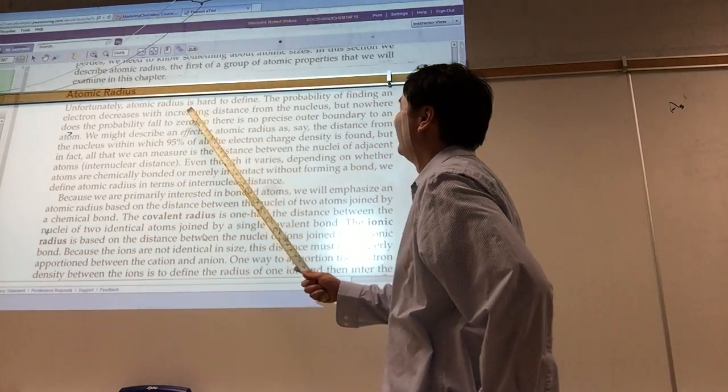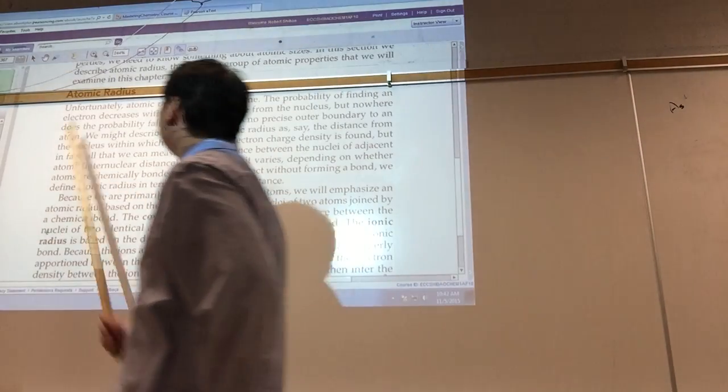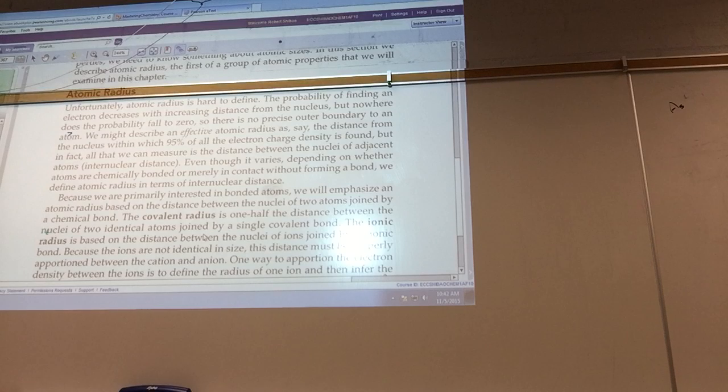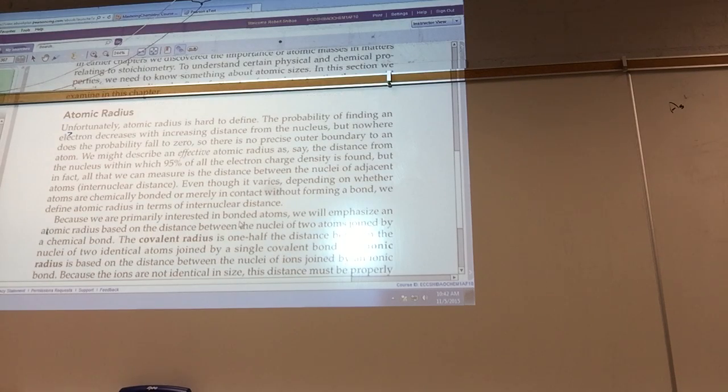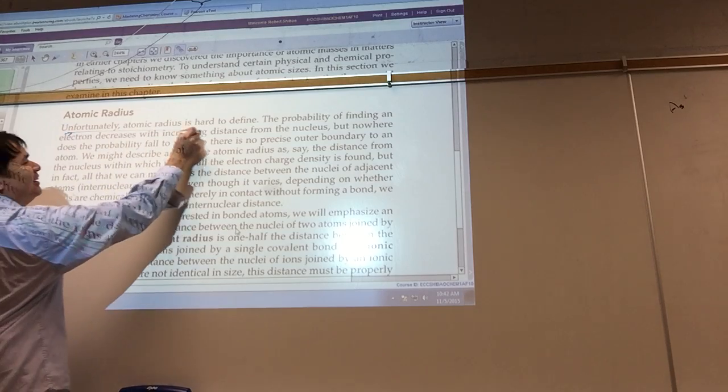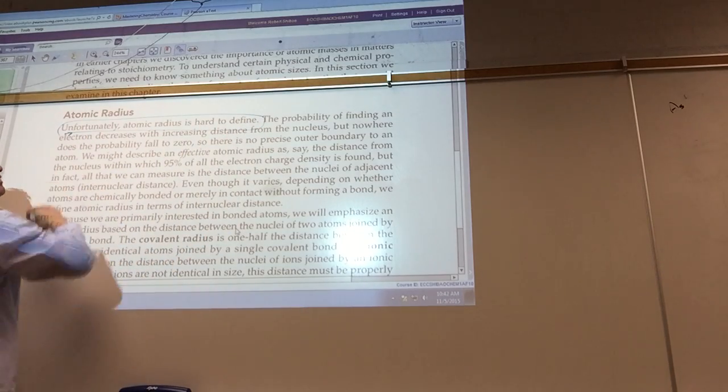All right. The next thing we're going to look at, atomic radius. This first sentence pretty much sums it up here. Unfortunately, atomic radius is hard to define. Why is it hard to define?